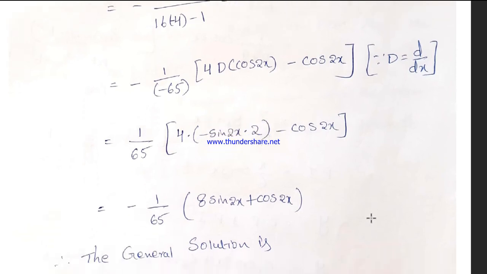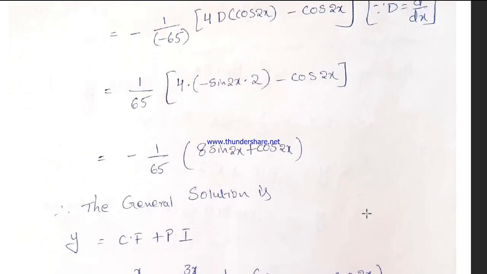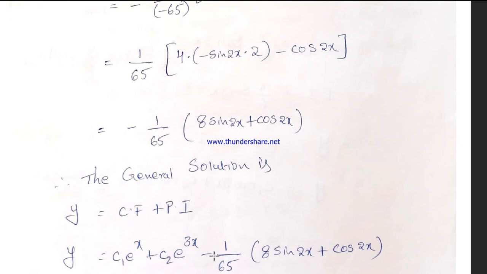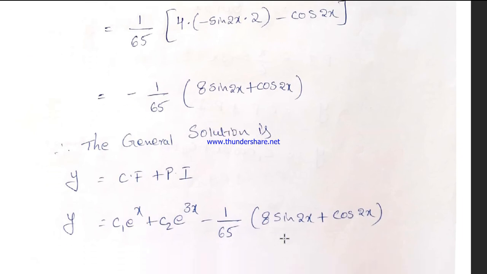Finally, you can write the general solution: y is equal to complementary function plus particular integral. So you can substitute the values. It is a very important one. y is equal to c1 e power x plus c2 e power 3x minus 1 by 65 into 8 sin 2x plus cos 2x. This is the general solution by using the complementary function and particular integral of the given equation.